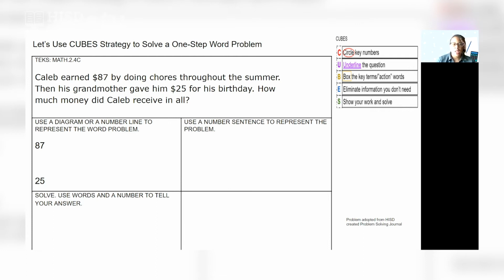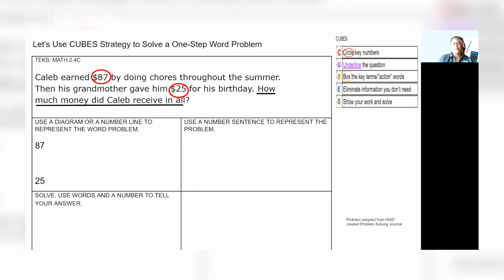So the first thing we want to do is circle the key numbers. They told me he had $87. Then he got 25 more. So I'm going to circle 87 and 25. Next, I want to underline my question. When I underline my question, that doesn't mean underline the whole problem. I just want to underline what they're asking me to figure out. They asked me, how much money did Caleb receive in all? So I'm going to underline, how much money did Caleb receive in all?